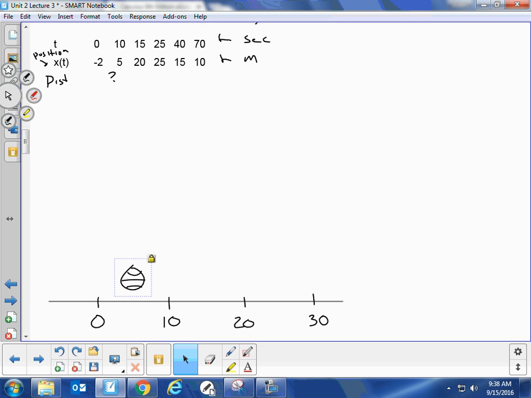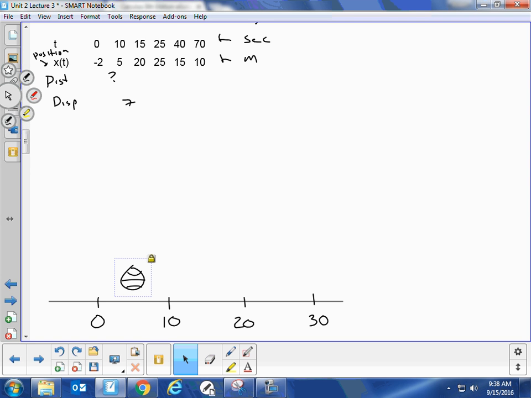However, we do know what our displacement is. Our displacement is just the change in my position. I have displaced from the 0th second to the 10th second 7 meters. I started here. At the 10th second, I'm here. I've displaced a total of 7 meters, but I don't know how far I've traveled because I don't have more information.